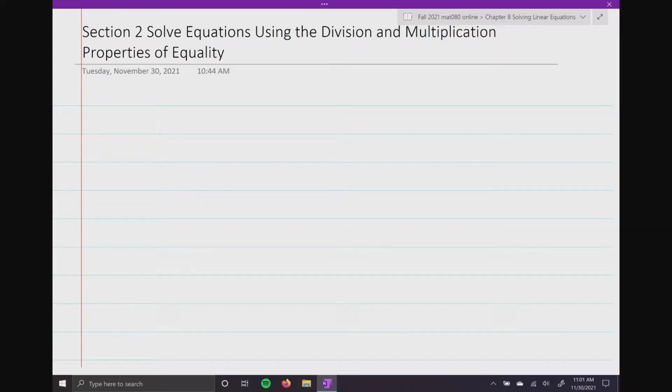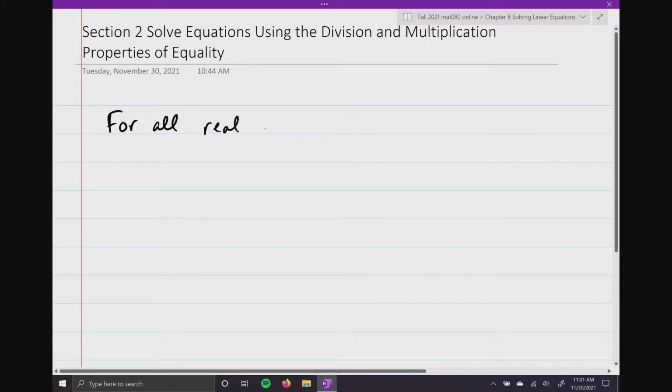Okay, so section 2 deals with solving equations using the division and multiplication properties of equality. So what I'm going to do here is just review them real quick. First, I'll just write out, and this applies for both, for all real numbers A, B, C, and C is not allowed to equal 0. So A, B, and C can be anything I want, except C is not allowed to equal 0.